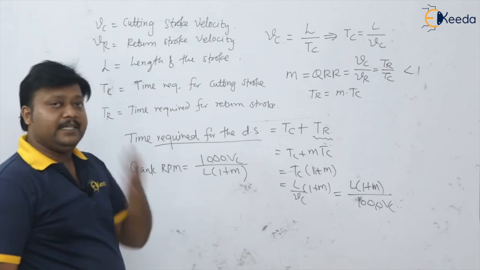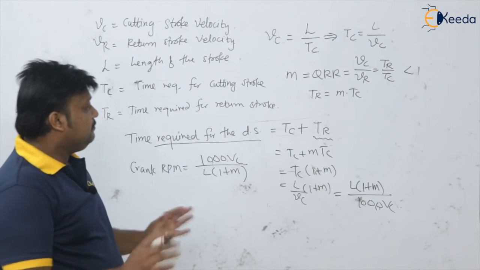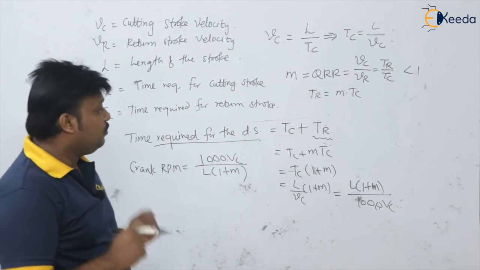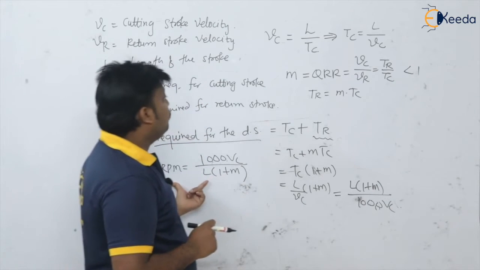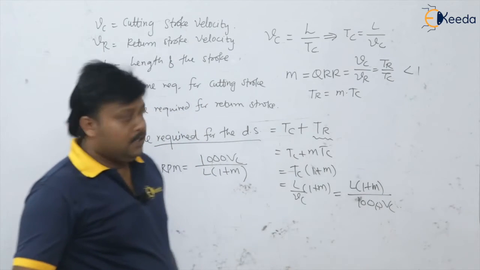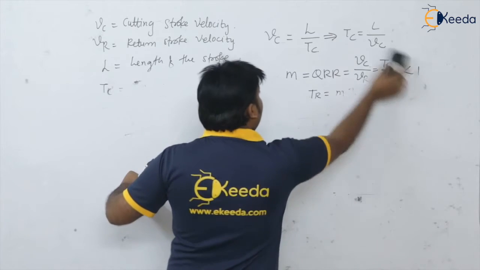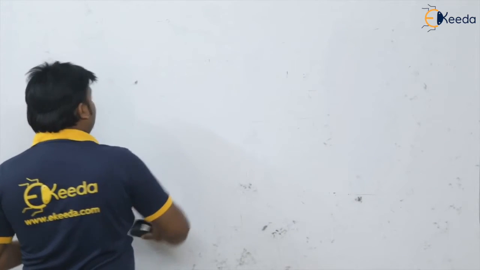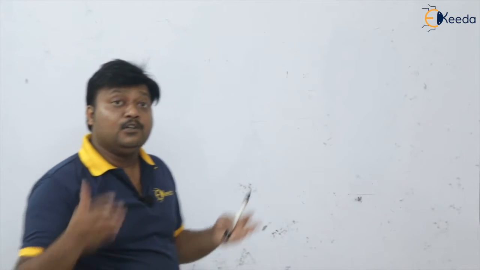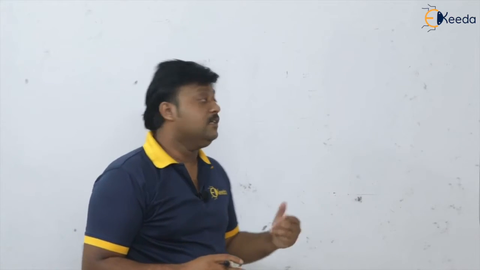Okay, so very simple. See, we are getting the formula, it is very, very important. This is a very important formula. This is also a very important formula. Okay, now we got the value for time required for the double stroke. Now how many double strokes are actually required to complete the operation to get it done?